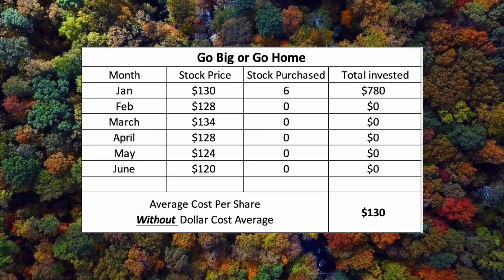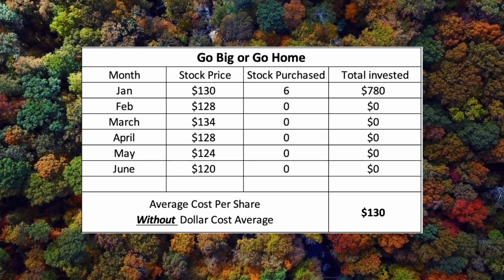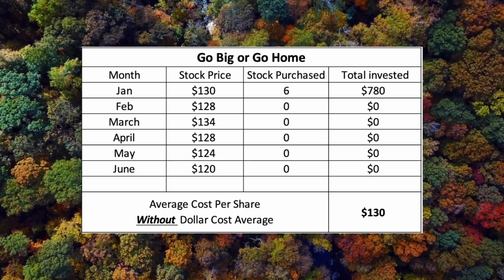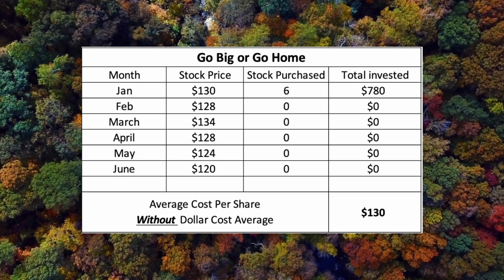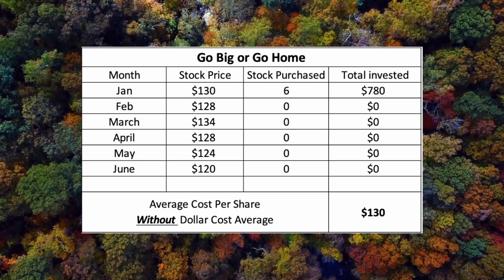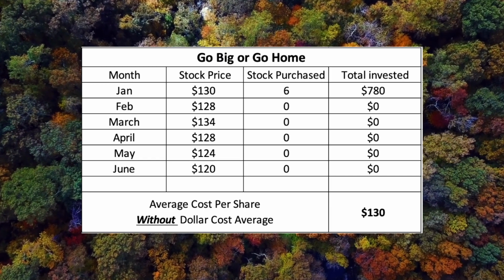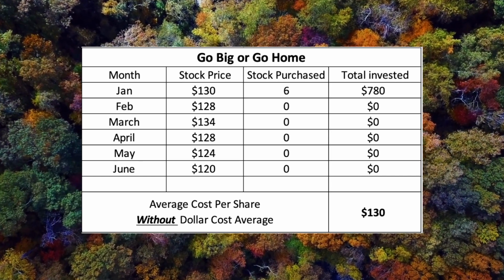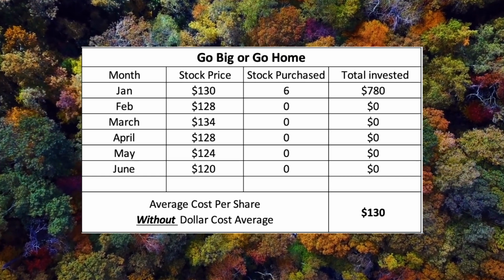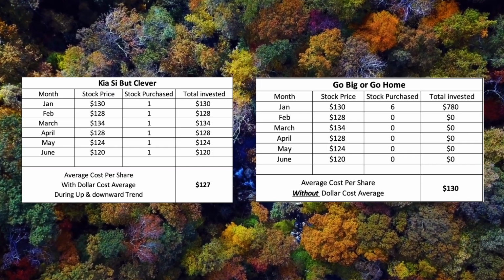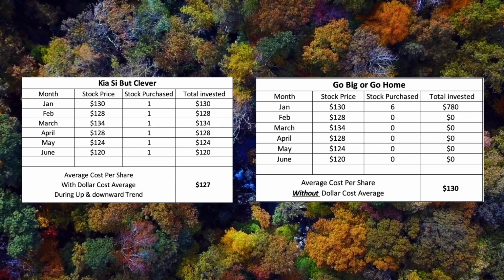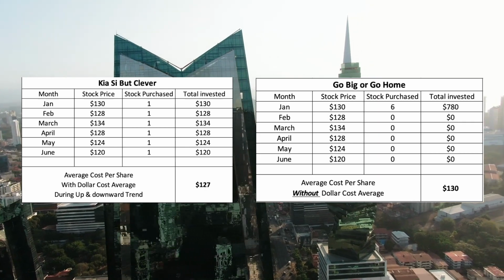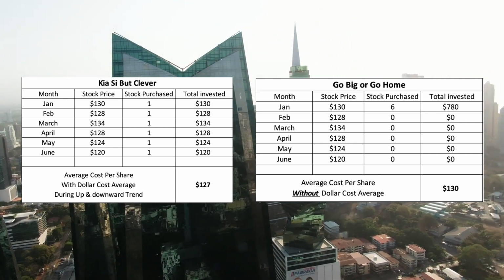The second portfolio, I call it go big or go home. So again, I want to invest in Apple stock, but this time around, I did not apply any dollar cost average. So I went in January, I just bought all 6 stocks at $130. That cost me about $780. Then again, my average cost per share is $130. So if you were to compare these two, it may look like the difference is only $3. But let's say if you buy in quantities of 10, quantities of 100, you're looking at $30 or $300. So the quantity matters as well.